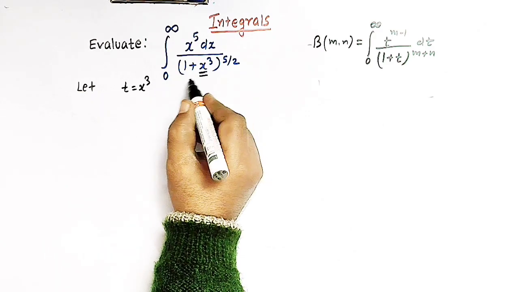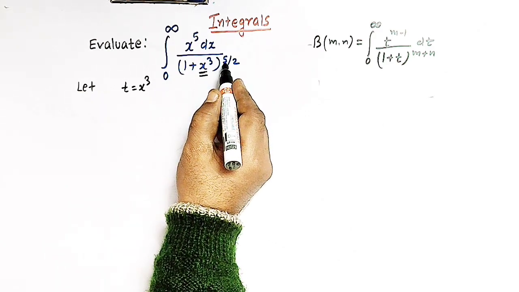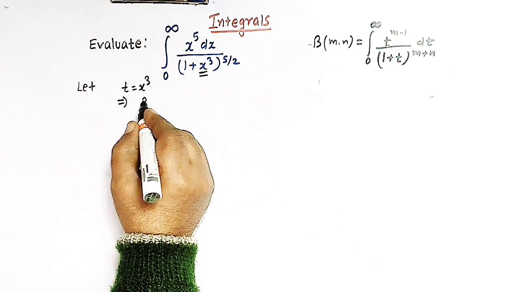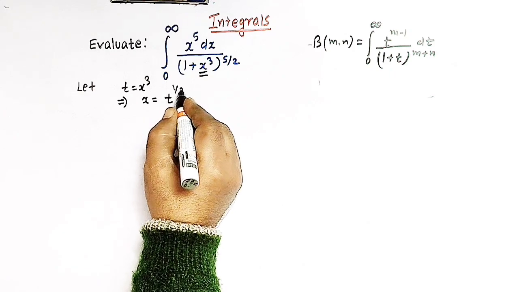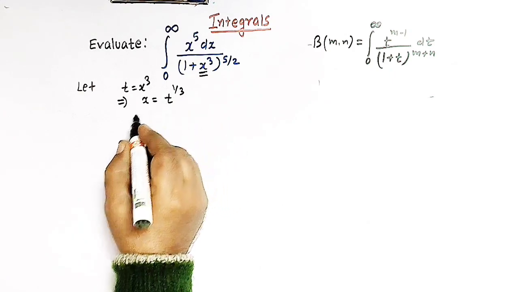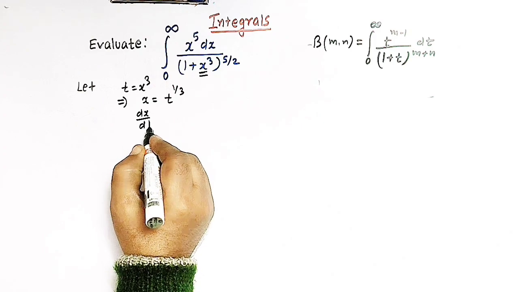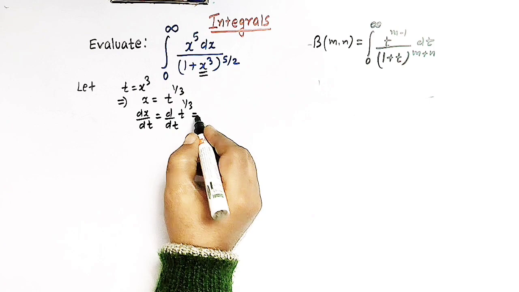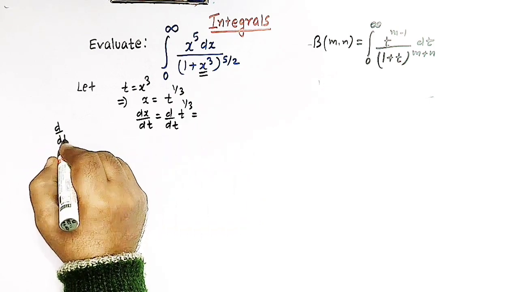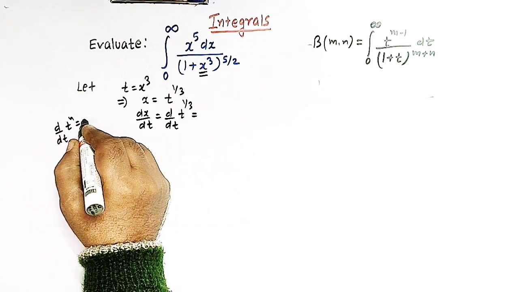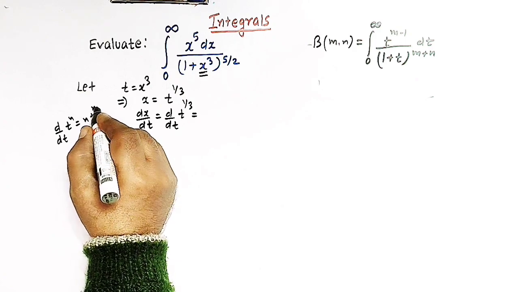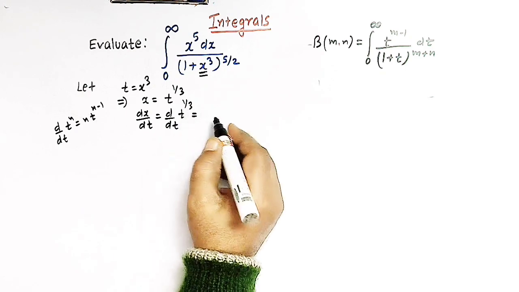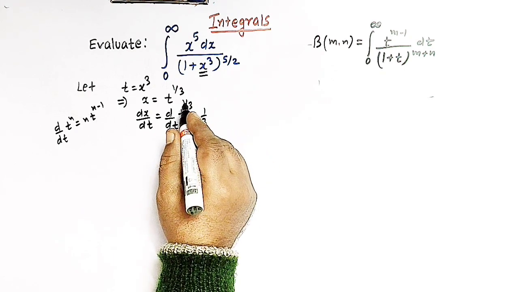So that this term becomes 1 plus t raised to 5 over 2. So we'll take t is equal to x cube, and this implies that x is t raised to 1 over 3. So let us differentiate x with respect to t. So we have dx over dt is d by dt of t raised to 1 over 3, and making use of the power rule, we have n t raised to n minus 1, right?